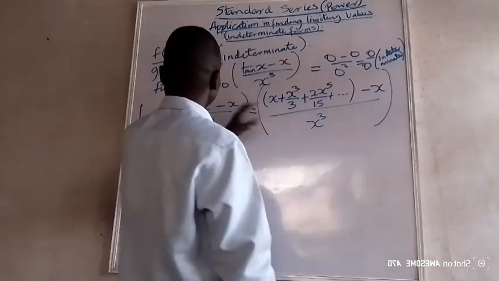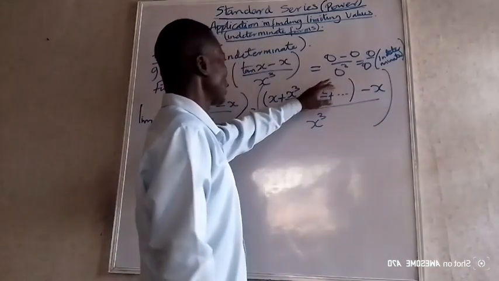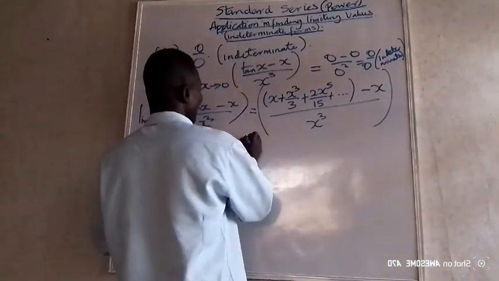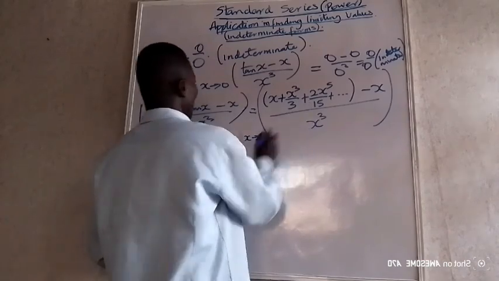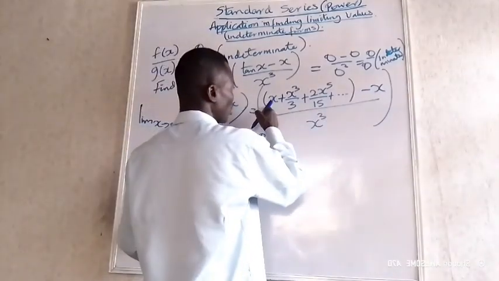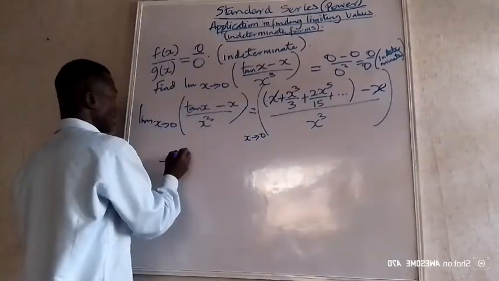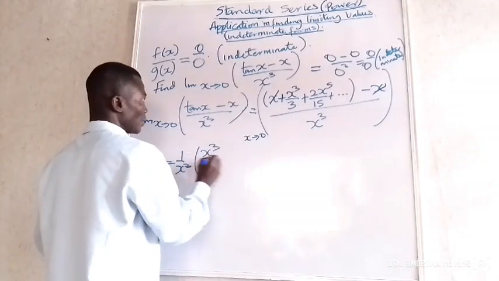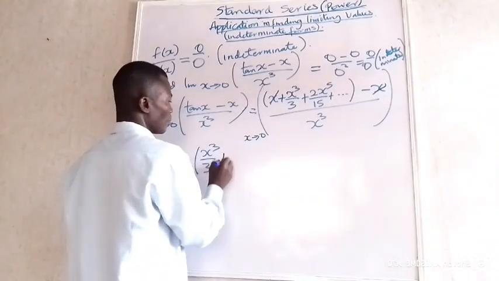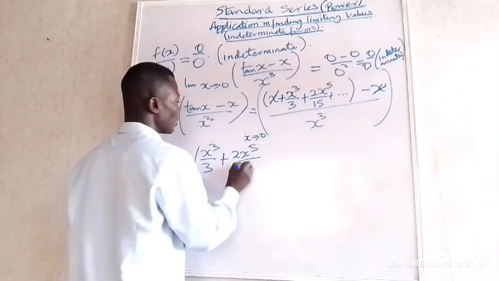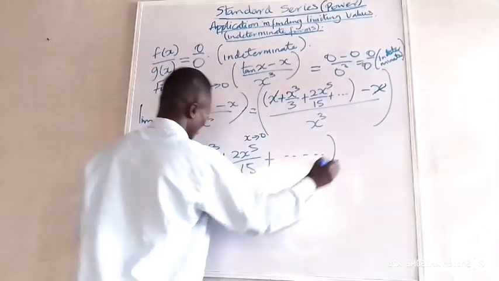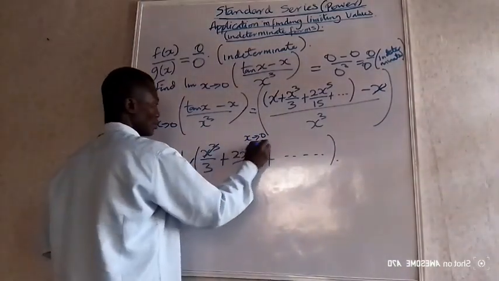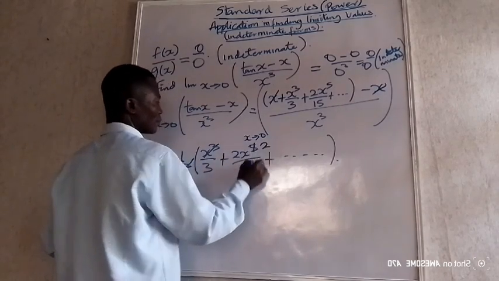So, we have tan x to be x plus x cubed over 3 plus 2x to the power 5 over 15, minus x, over x cubed. And you know that this is when x tends to 0. Now, at the end of the day, what are you going to have? This one and this one will cancel. So I'm going to have 1 over x cubed into x cubed over 3 plus 2x to the power 5 over 15, and it goes on like this. Now, let's cancel out this one.